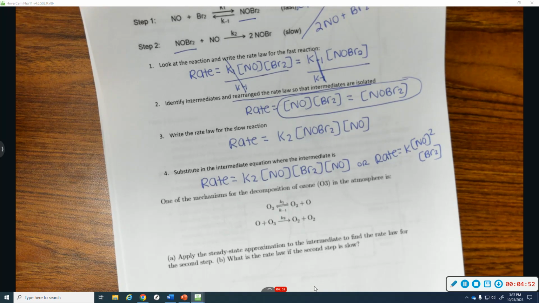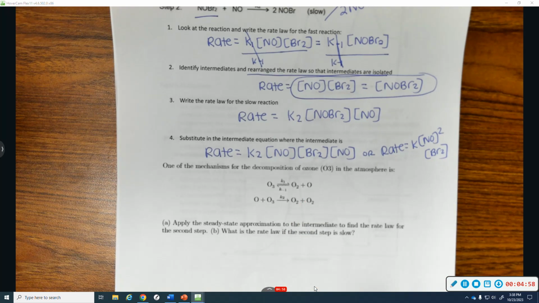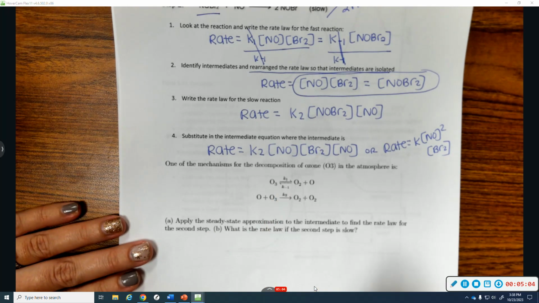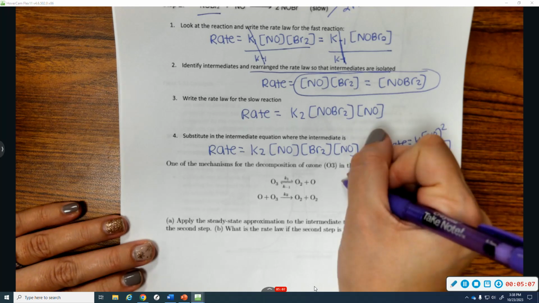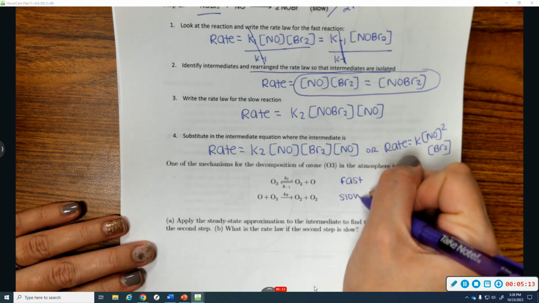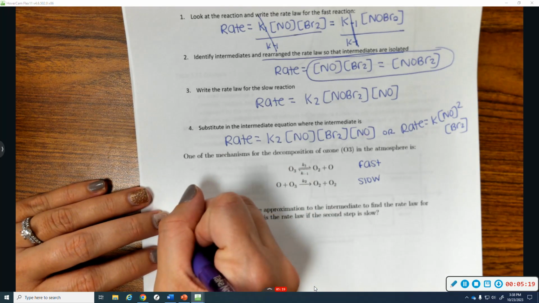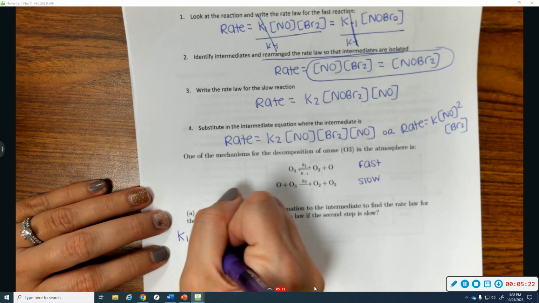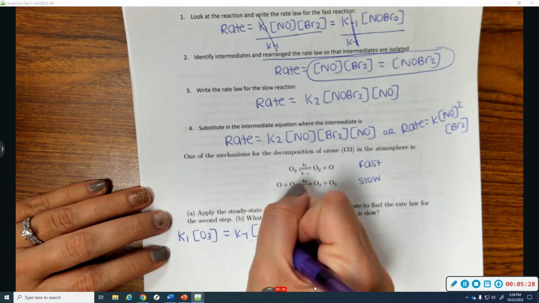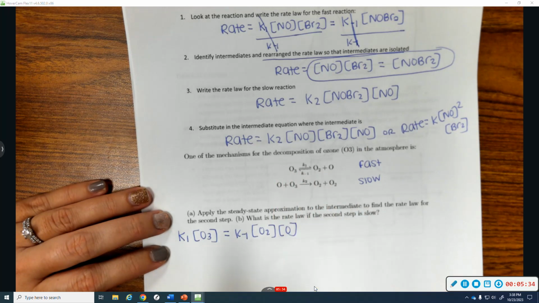Now let's look at one that's a little bit more complicated: ozone's rate law. We're going to follow the same steps again. Step 1, write the rate law for the fast reaction. It doesn't say it right here, but I'm telling you this one is the fast step, this one is the slow step, and that fast step is in equilibrium. So again, I'm going to set the rate of the forward equal to the rate of the reverse. So k1 times O3 equals k-1 times O2 times O.